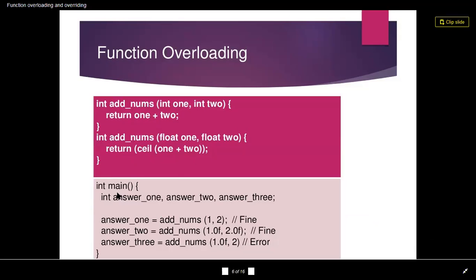Now, in the main program, you see that we are calling the function add number, add number, add number. The first two will work fine because we have given the definition of integer, integer, and float, float. But the third one will not work because this one is a float number and this is an integer number, and there is no definition in this function for integer and float. So in this way, function overloading works.